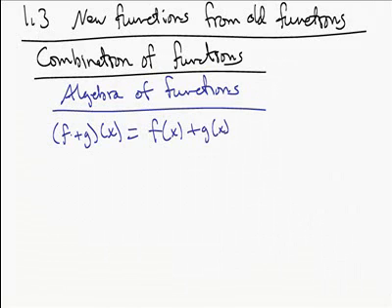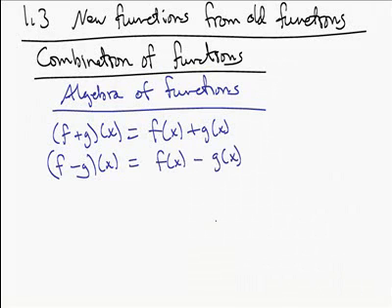In other words, if you want to take a new function called f plus g, you can find that new function at a particular value x by taking the old function f at that value x, the old function g at that value x, and adding the results together. So this is the pointwise definition of the algebra of functions. In the same way, we define f minus g of x to be the function f evaluated at x, minus the function g evaluated at x.